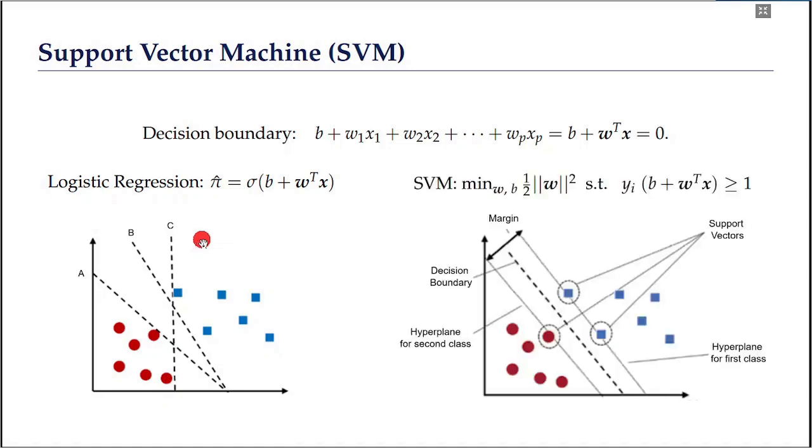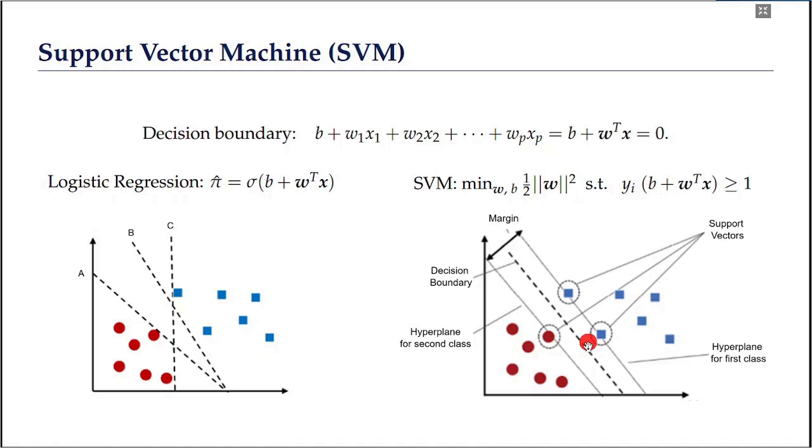So for that, we need to consider what we call a support vector machine, which minimizes half of the squared norm of the weights subject to the constraint y_i times the linear predictor greater than or equal to 1. So the idea here is, in general, we will consider one hyperplane for the blue points, and we could consider another hyperplane for the red points. Then the objective is to maximize the margin or the distance between these 2 hyperplanes.